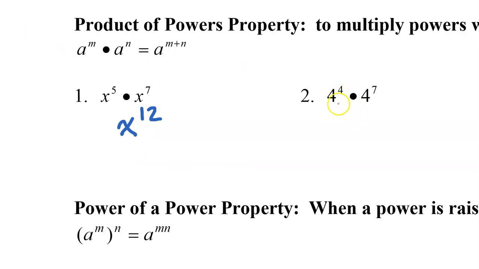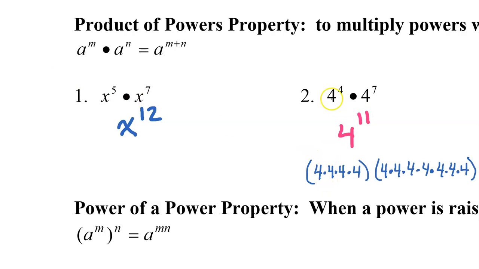On number 2, don't make a silly mistake and think that you're going to multiply 4 times 4 and make 16, and then maybe add the exponents and get the 11th power. It doesn't work that way. When you multiply two expressions with like bases, you keep the like base and you simply add the exponents. So this will stay a 4 to the 11th power.